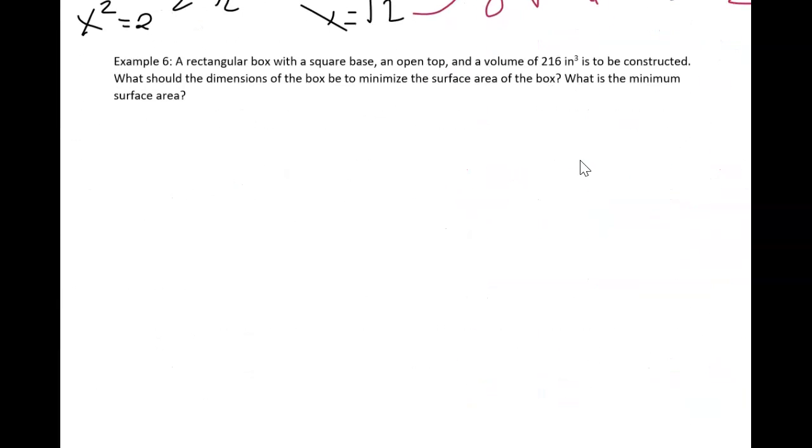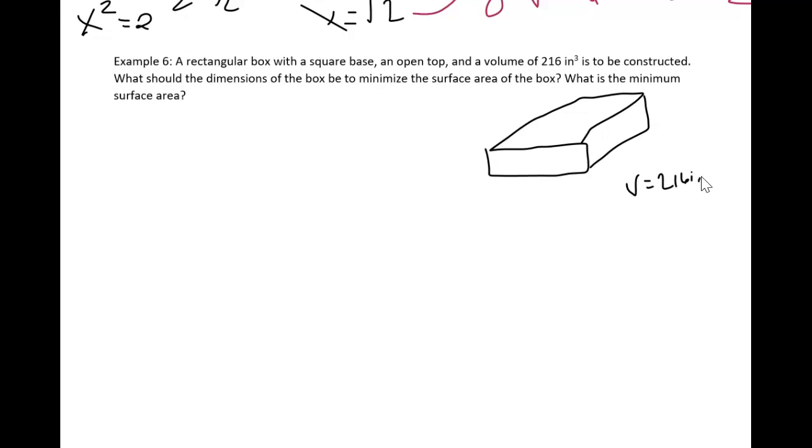A rectangular box with a square base, an open top, and a volume of 216 cubic inches is to be constructed. There's my box. Volume equals 216. What should the dimensions of the box be to minimize the surface area? And what is the minimum surface area? So this is not a lot of information. We're going to have to be really clever with how we write our formulas.